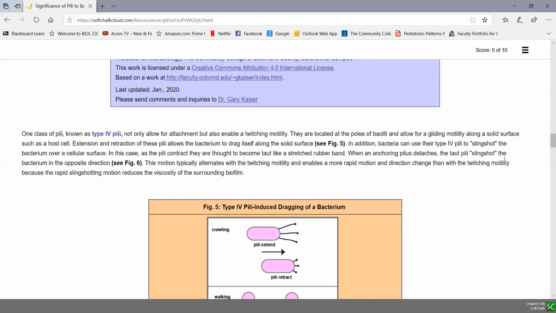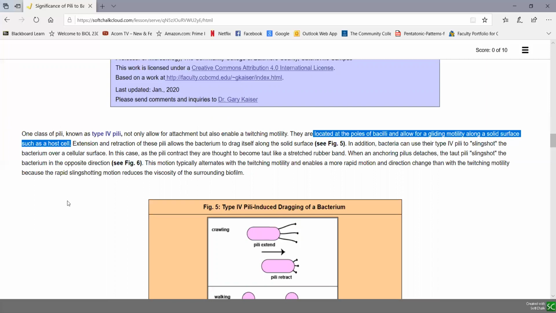Now there's one class of pili we'll be talking about a fair amount during the semester, known as type 4 pili. These not only allow for attachment to host cells, but they allow a twitching motility. These are typically located at the poles of the bacteria, in the bacilli especially, and they allow for a gliding motility along a solid surface, such as over the surface of a host cell.